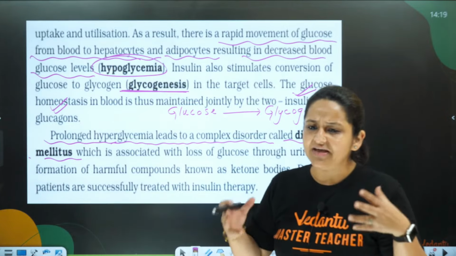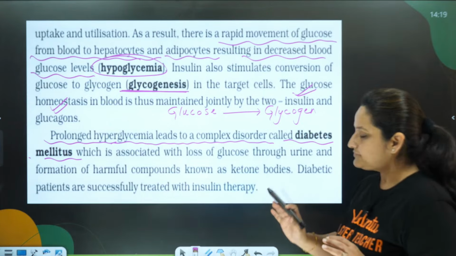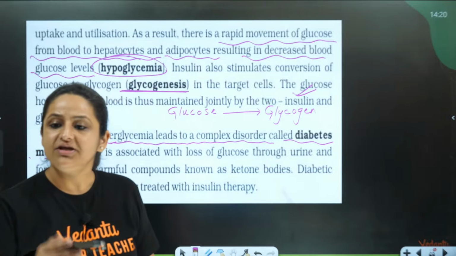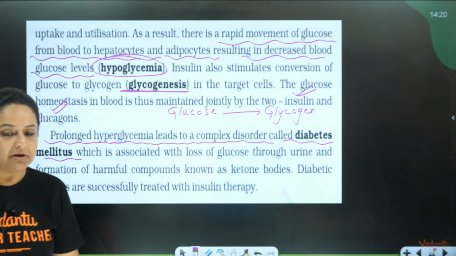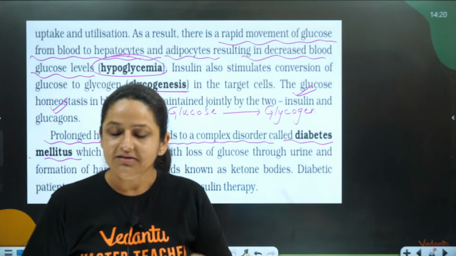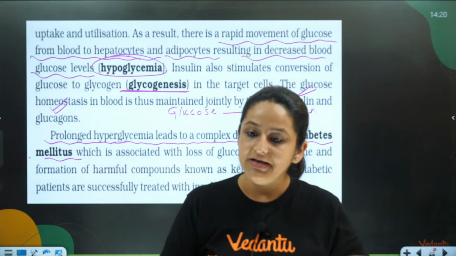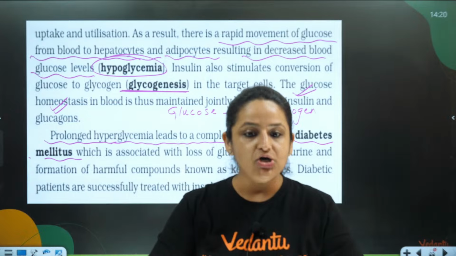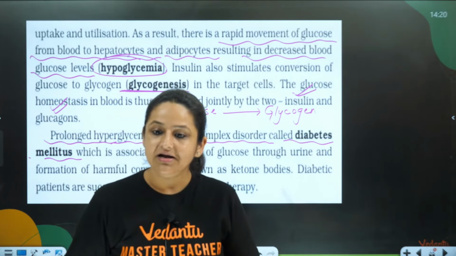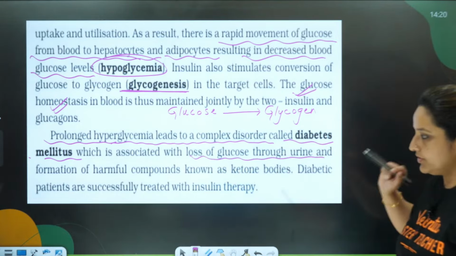It results in a very complex type of disorder that is called diabetes mellitus. So now, what is happening in diabetes mellitus? The average amount of glucose present in the blood is much higher than what it normally should be. As a result, this higher amount of glucose present in the blood is also lost through the urine. So the patients will have glucose present in their urine.